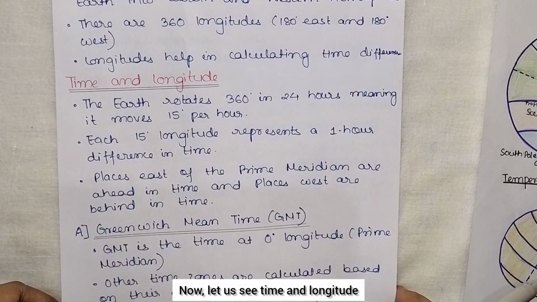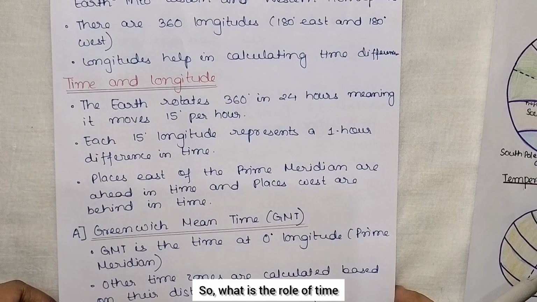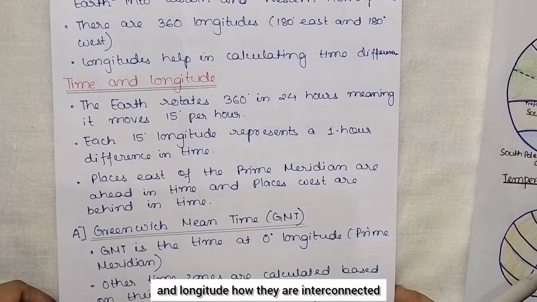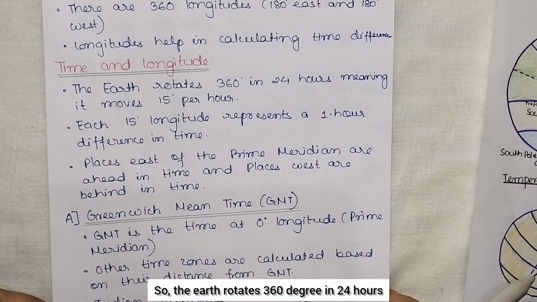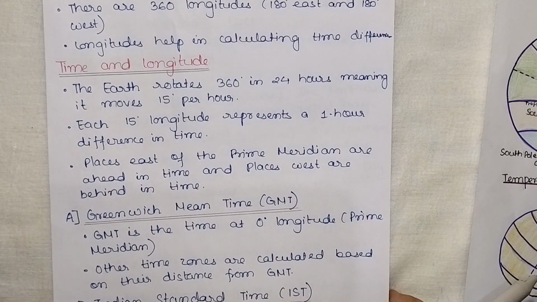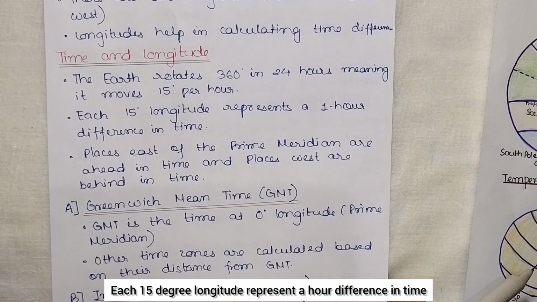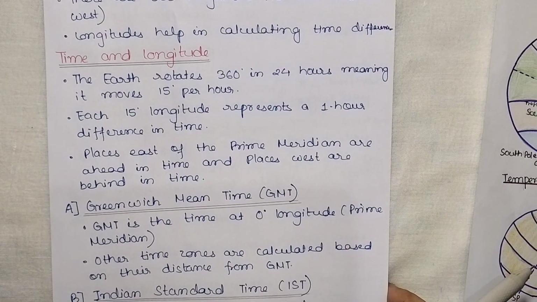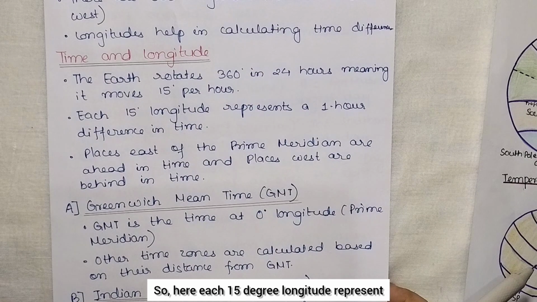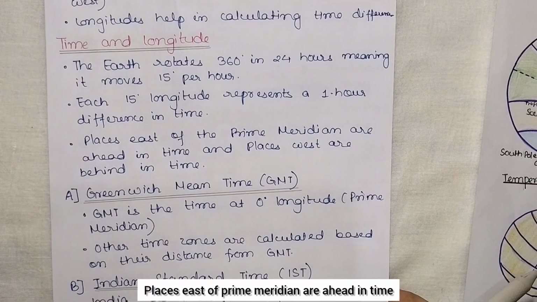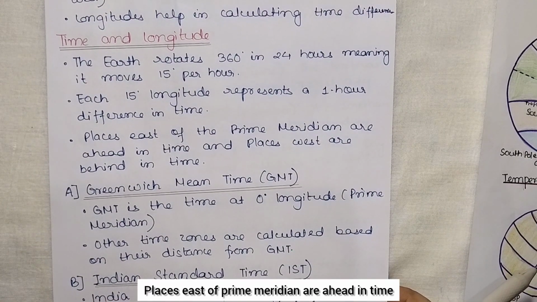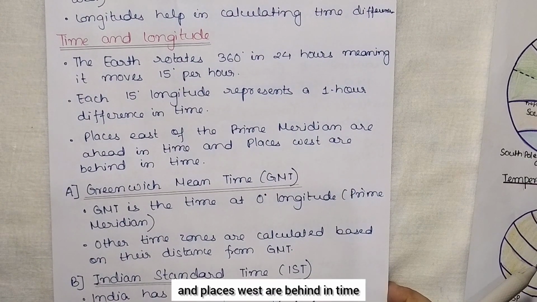Now let us see time and longitude. What is the role of time and longitude, how are they interconnected? Let us see. The earth rotates 360 degrees in 24 hours, which means it moves 15 degrees per hour. Each 15 degree longitude represents an hour difference in time. So there we will find a difference of 1 hour. Places east of the prime meridian are ahead in time and places west are behind in time.